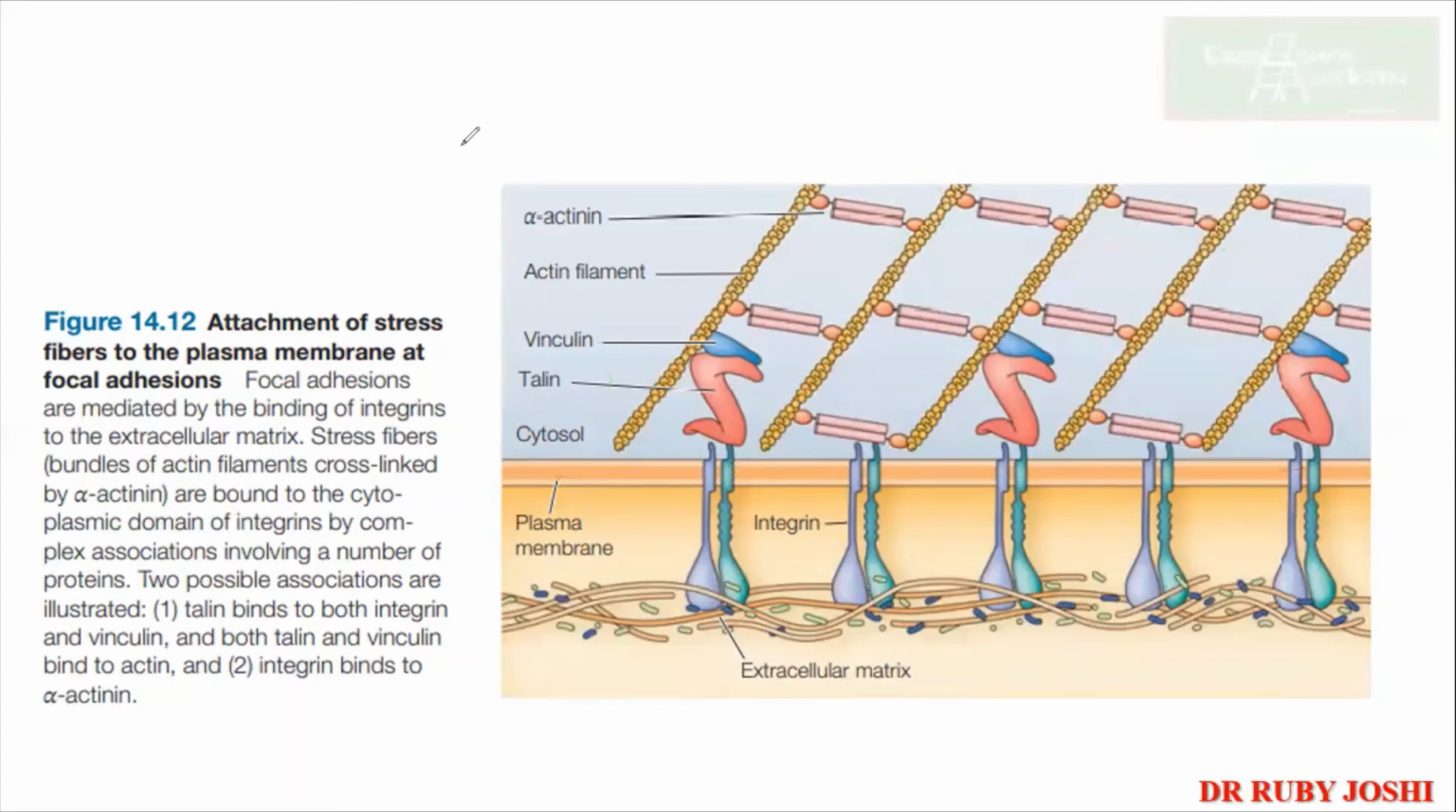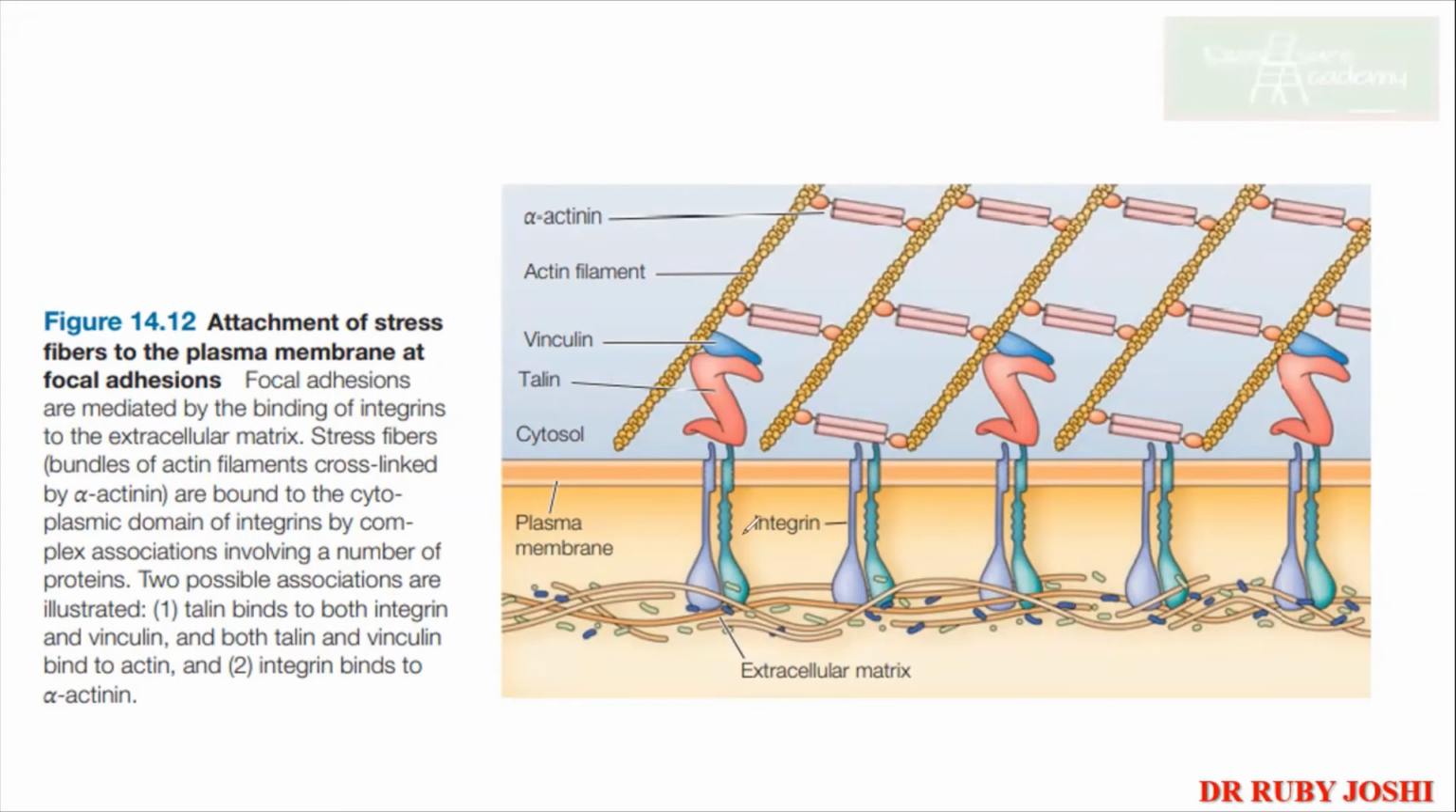So there is this integrin which is attached to the extracellular matrix, and it is also connected to talin and vinculin. And then there are these actin filaments, and alpha actinin kind of brings together those stress fibers. No, alpha actinin is bound to the actin filaments. Together, these are known as stress fibers.